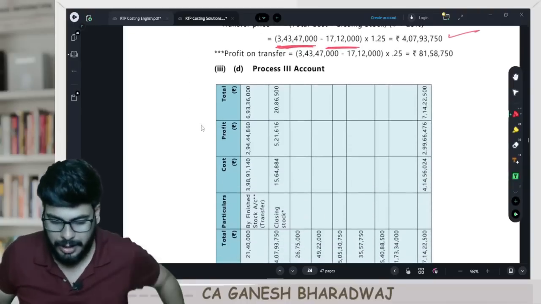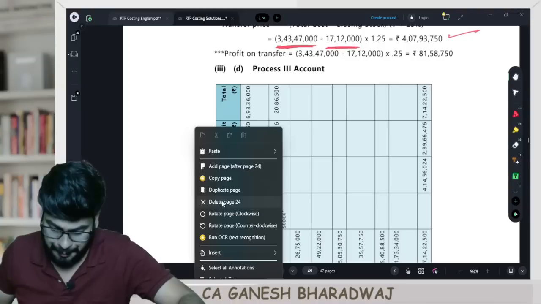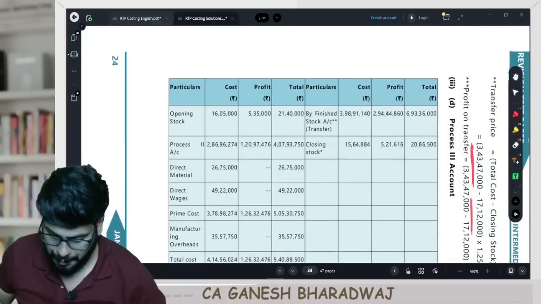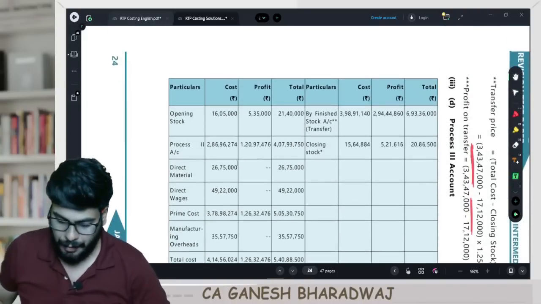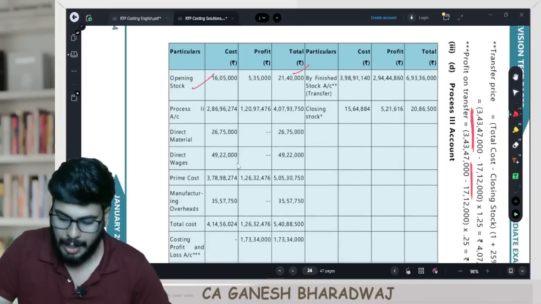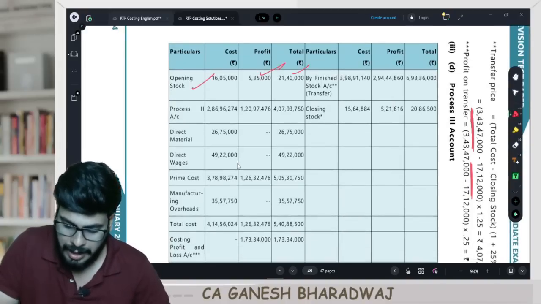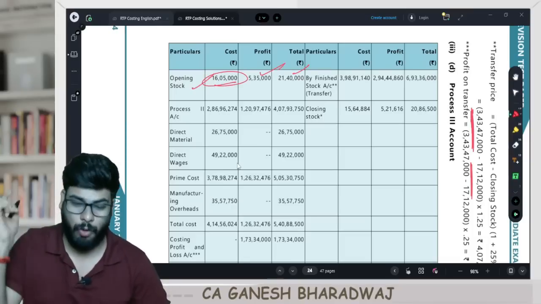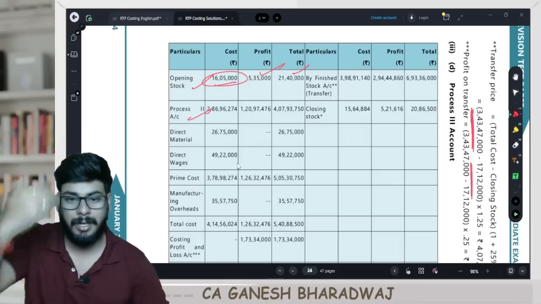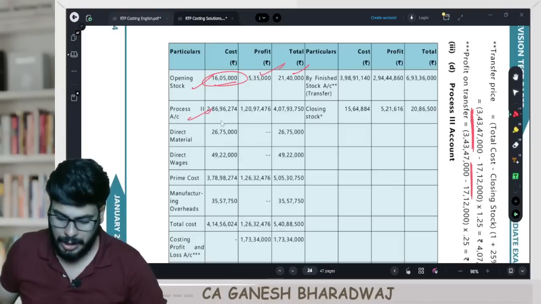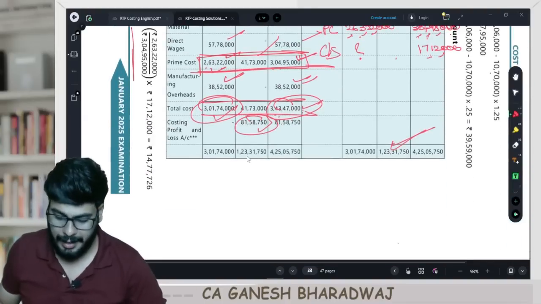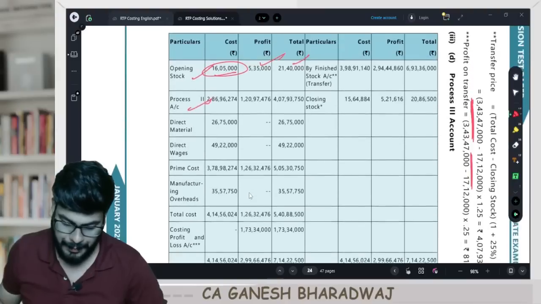So in process 3, what we need to do is, I'll show you here. So once again, the same thing goes the other way around. In process 3, if you look at it, this opening stock figure, you have 21,40,000. The profit inside is given. You subtract the two, you will get the cost of opening stock. In process 2, that is the transfer made from process 2, this figure you can get from the previous process. So the set of these 3 figures, you get it here. The same figures will enter into the process 3 account, right?